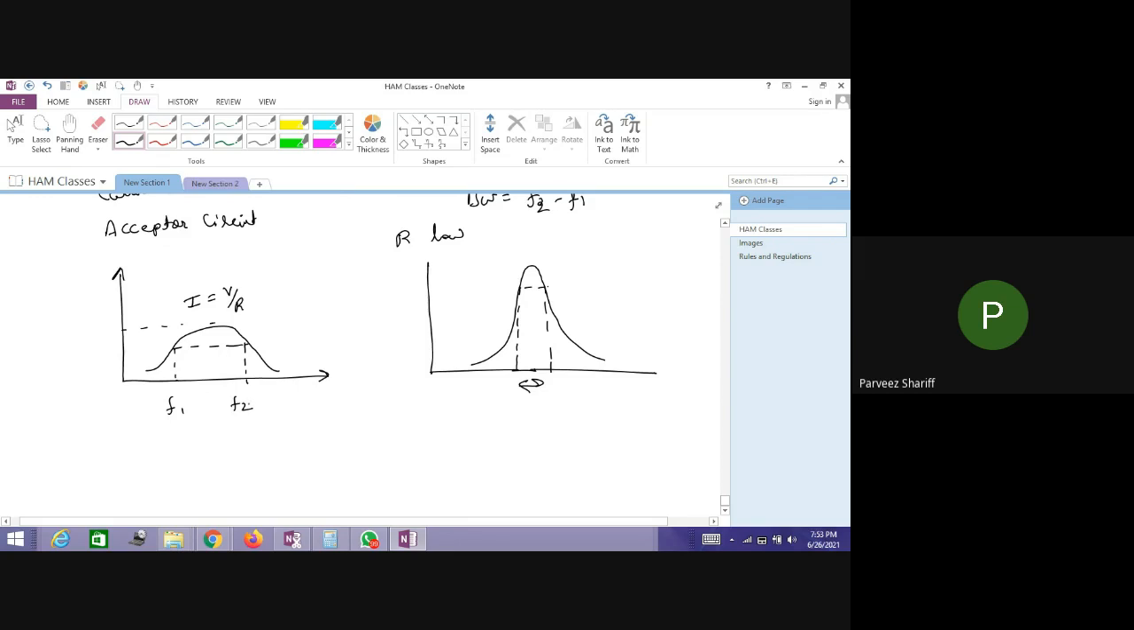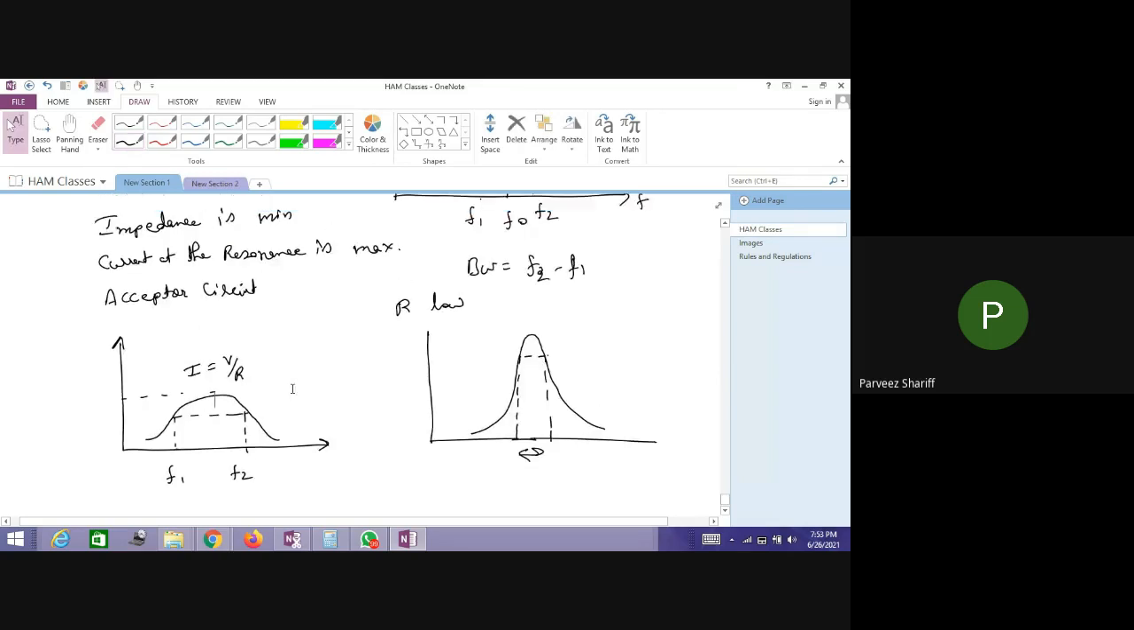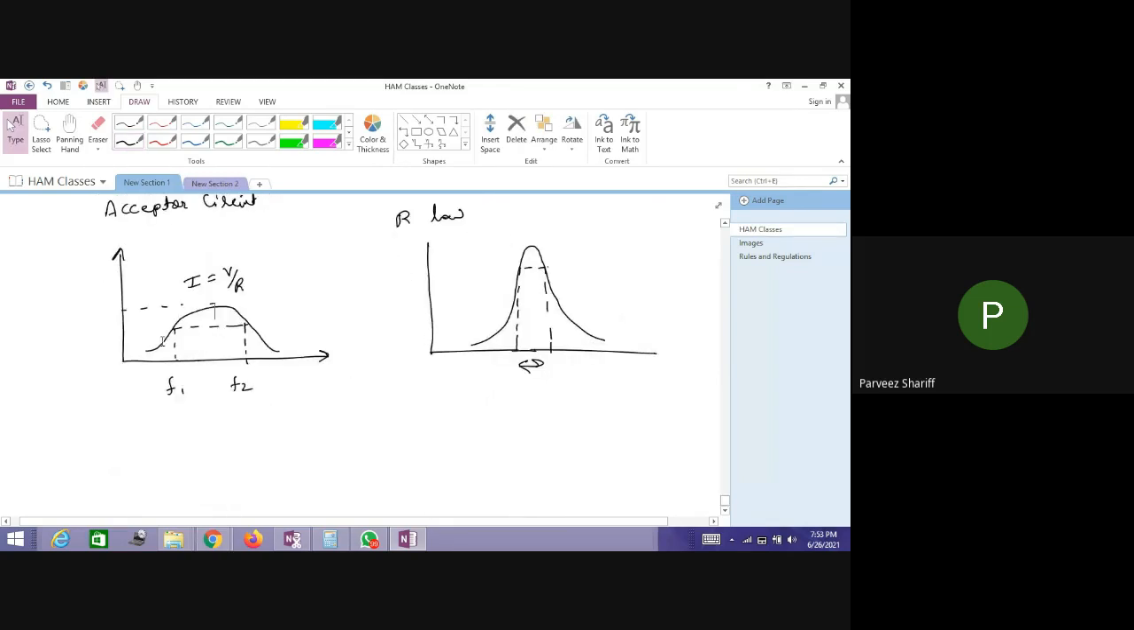The purpose of this tuned circuit is that it is used in filters and oscillators. There are many applications of this tuned circuit, so that is why we are talking about it here. Mainly it is for filters, or you can think of noise cancellation.